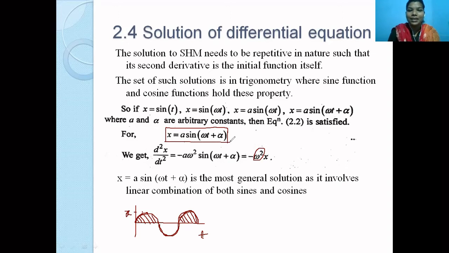So if I take its second derivative, all I get is minus a omega square sine of omega t plus alpha. So what is going to be dx by dt? The dx by dt for this equation, you take out omega as common, it is going to be a omega cos of omega t plus alpha.